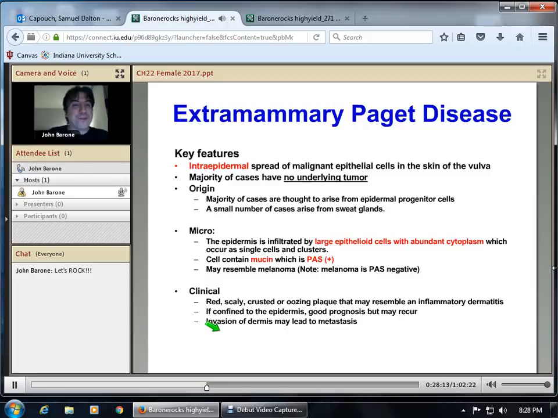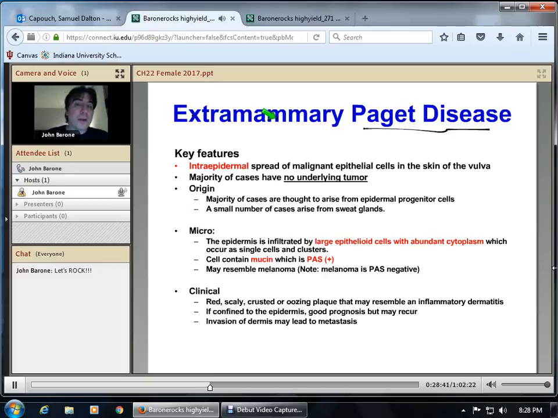All right, now, red plaques. When I see red plaques, crusting, oozing, I want to think dermatitis. But if it doesn't get better after avoiding all contacts and irritants and using maybe some steroid creams, you better biopsy it. If dermatitis doesn't get better, you better biopsy it, because it could be extramammary Paget disease.